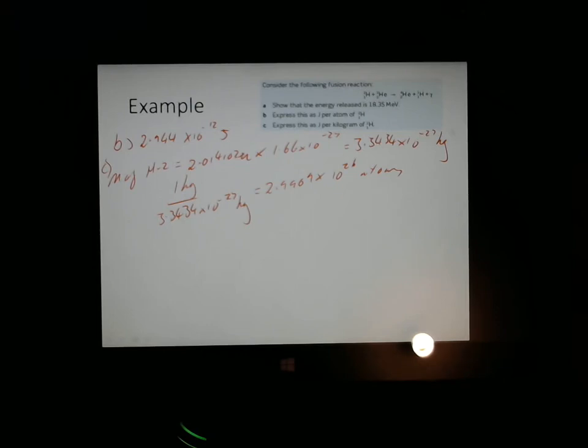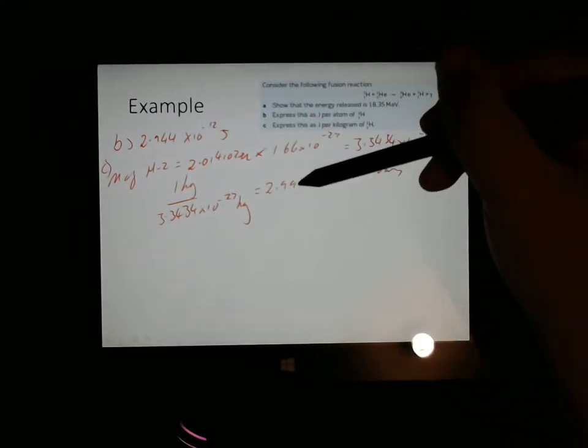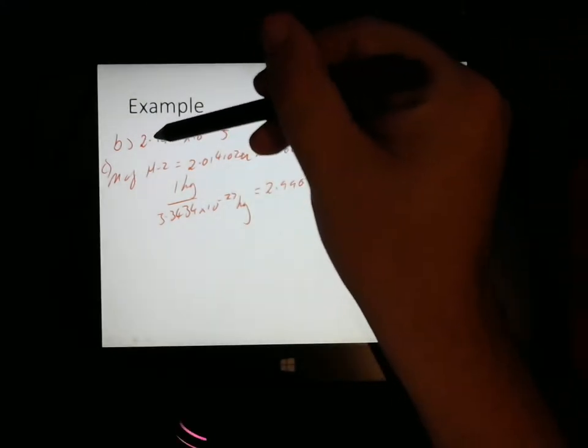To work out energy per kilogram, well, we know how many atoms there are, we know how much energy is being worked out per atom, and so if we multiply these two numbers together, we'll be able to work out the total number of energy per kilogram of atoms. So I'm going to take this number, and I'm going to multiply it by this number up here.